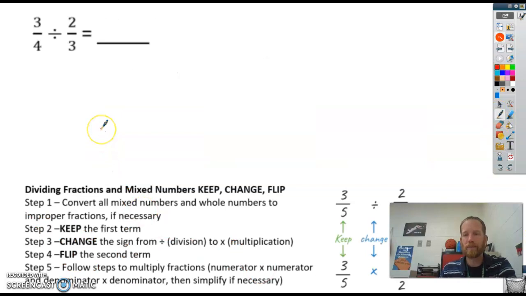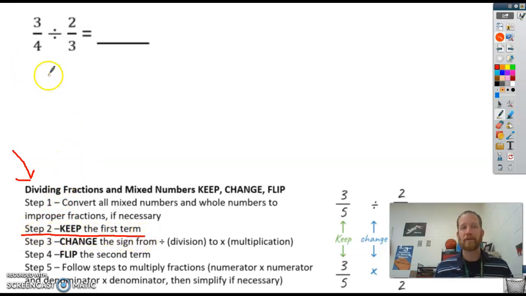So here's an example of a more traditional problem. It's not a word problem, it's just saying what is 3/4 divided by 2/3? You'll see that down here I have our dividing fractions and mixed numbers steps. If I did have mixed numbers or whole numbers, I'd have to convert them to improper fractions, but in this case, I have 2 proper fractions. So I can go right to step 2, and step 2 says keep the first term. So I'm actually going to write the first term right underneath, and I'm going to keep it.